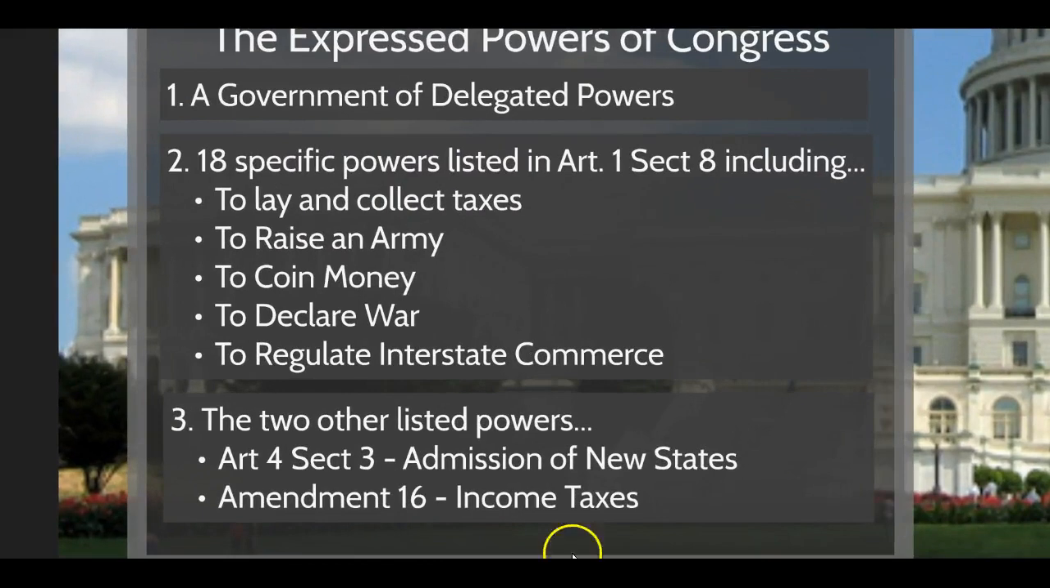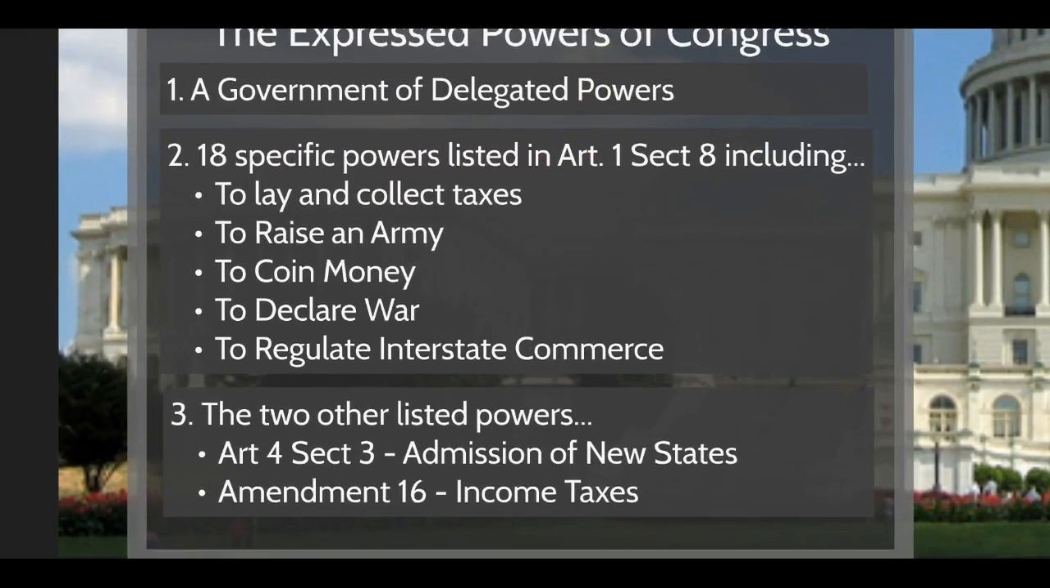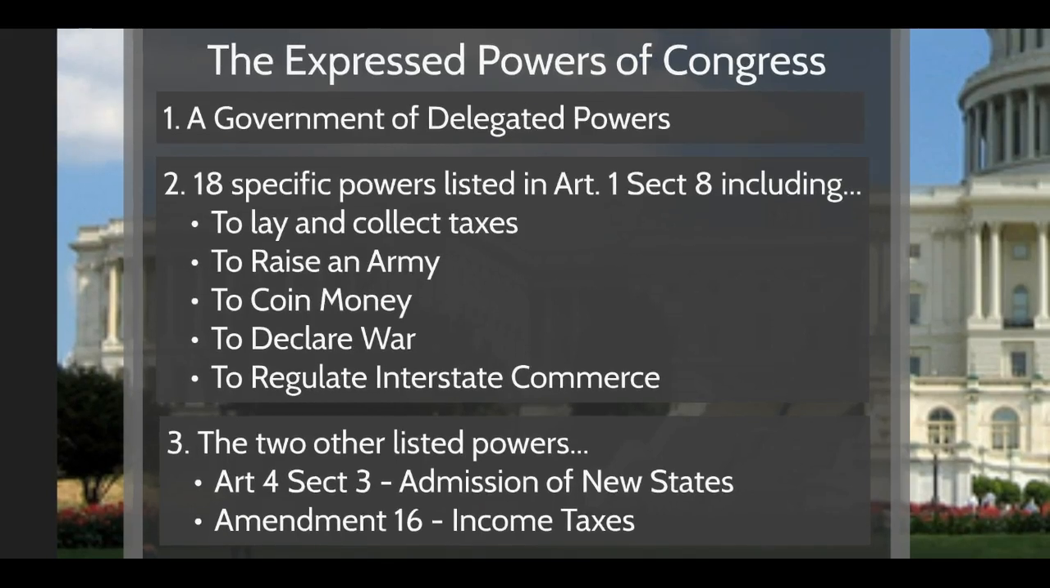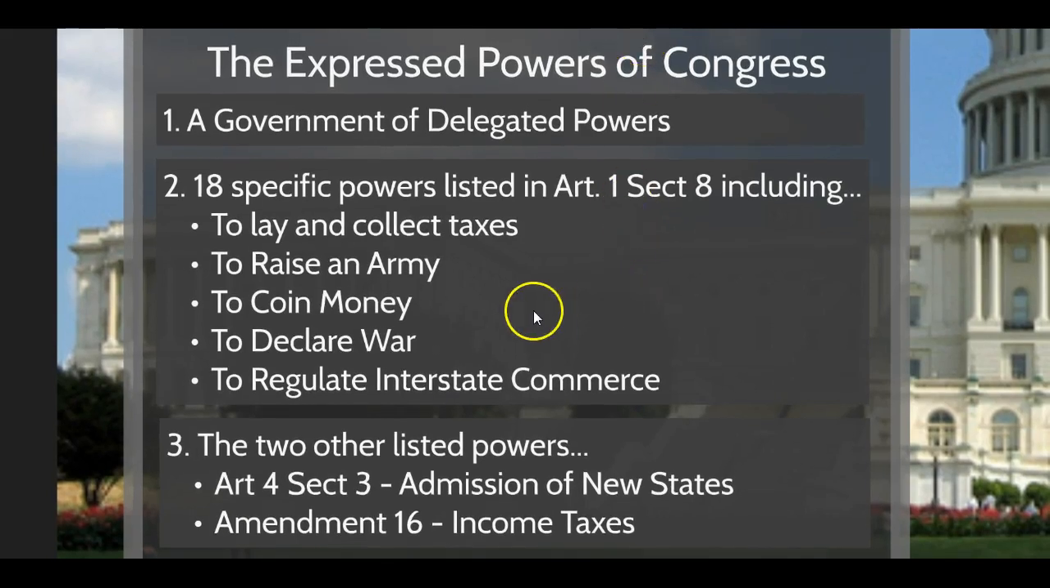So first of all, let's look at, sorry about that. Let me adjust this. So the express powers of Congress, first of all, we have what's called a government of delegated powers. So within Article 1, there are 18 specific powers listed in Article 1, Section 8. And they include like laying and collecting taxes, raising army, coining money, declaring war. You can read all this.